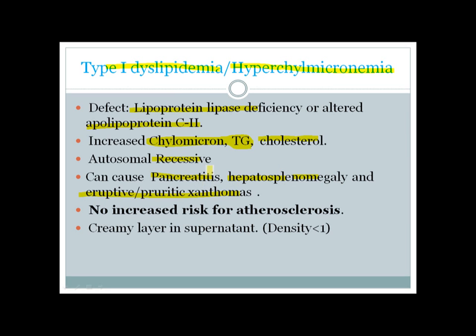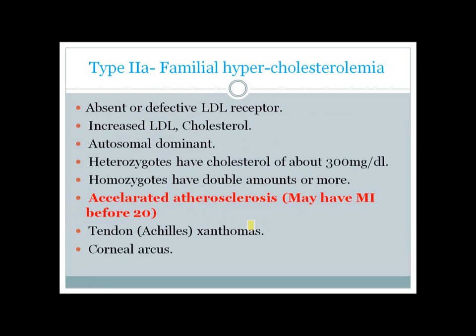But the most important thing to remember for type 1 dyslipidemia is that there is no increased risk for atherosclerosis. This is a very important point. And also it's very easy to remember that in case of type 1 dyslipidemia, there are excessive chylomicrons, and as the chylomicron density is less than 1, it will float on the surface of any fluid and form the creamy layer of supernatant.